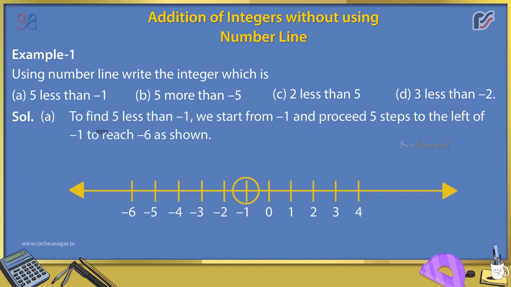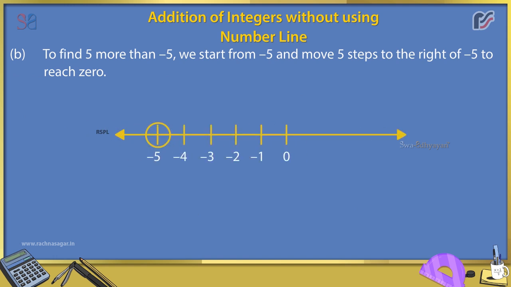A. To find 5 less than -1, we start from -1 and proceed 5 steps to the left of -1 to reach -6 as shown. Therefore, -1 minus (5) is equal to -6. B. To find 5 more than -5, we start from -5 and move 5 steps to the right of -5 to reach 0. Therefore, -5 + 5 is equal to 0.